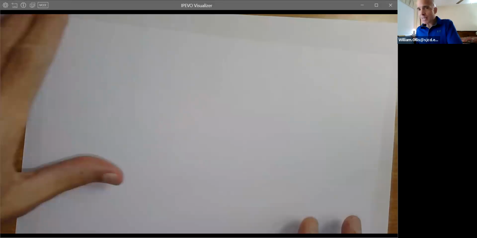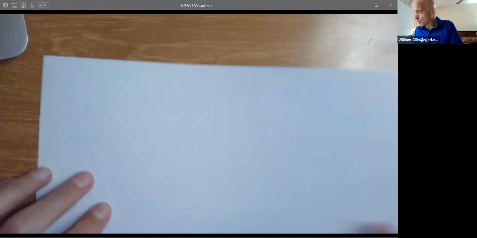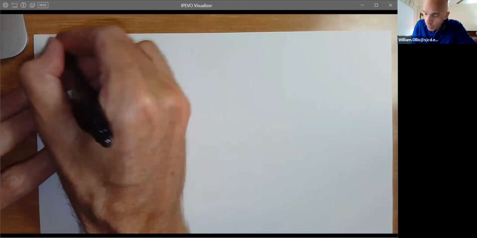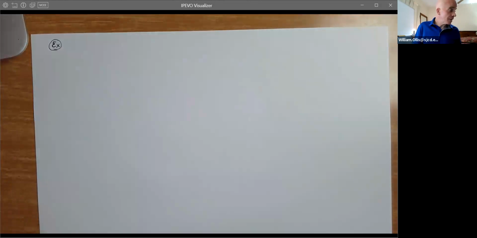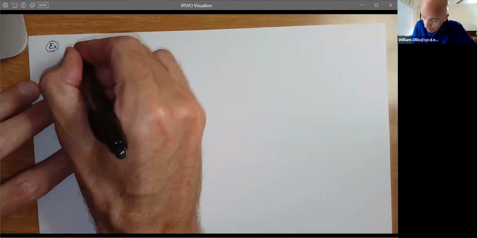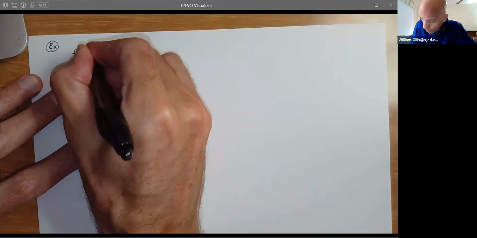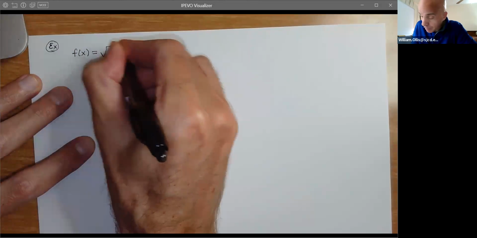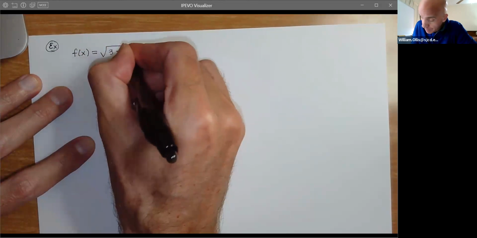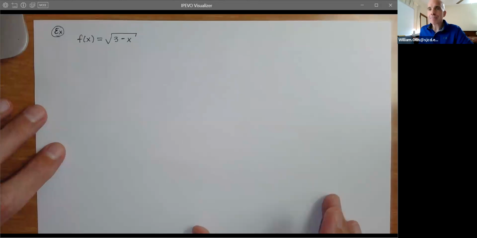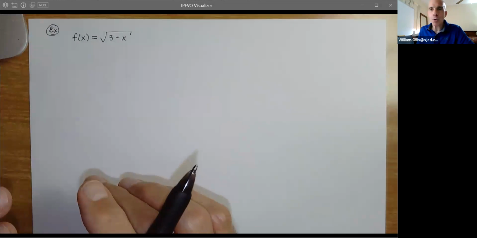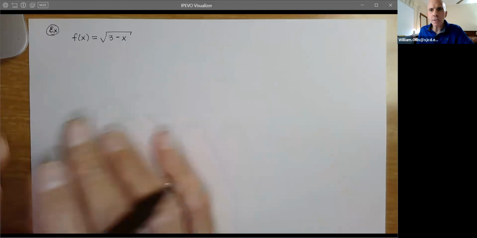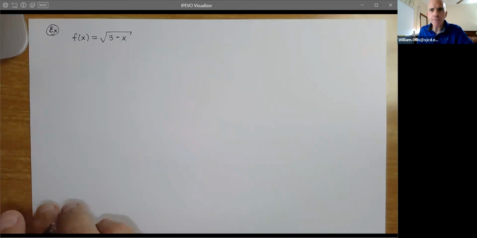And I've got an example here that will take us back to our transformations from the last lecture, where an imposed restriction comes from the domain. And what I've written here is f of x equals the square root of 3 minus x. Now, when you look at this particular problem, in WebAssign, they might ask, is it 1-to-1? Can you figure out the inverse function?